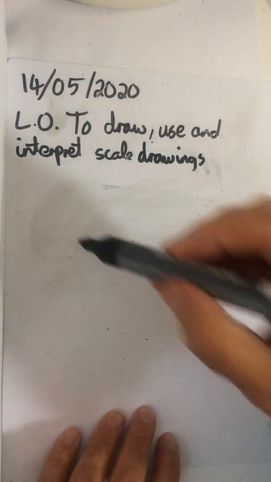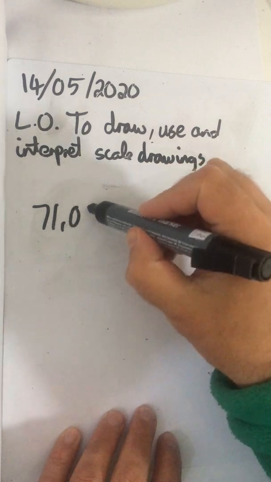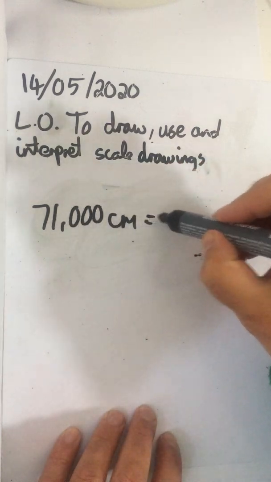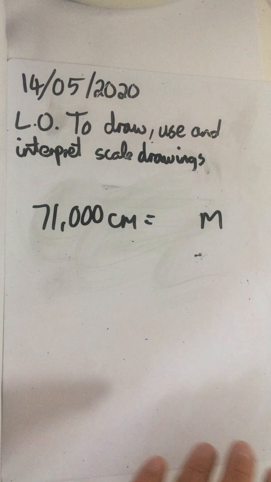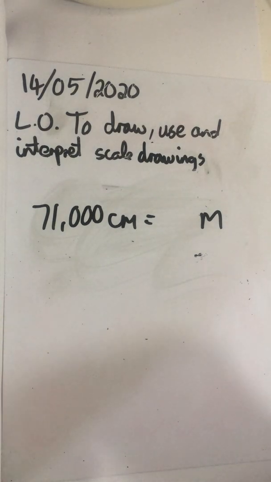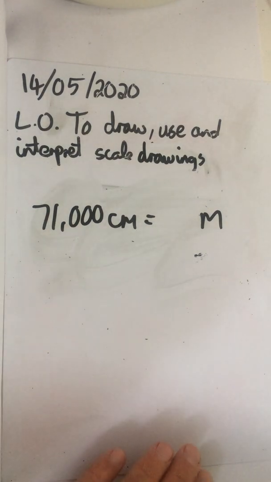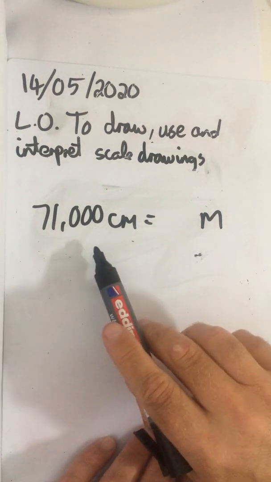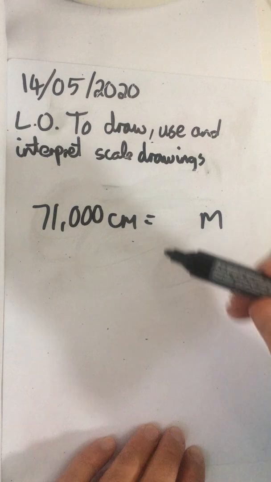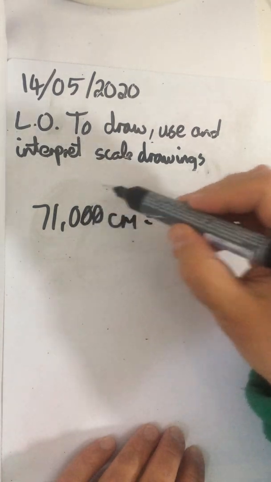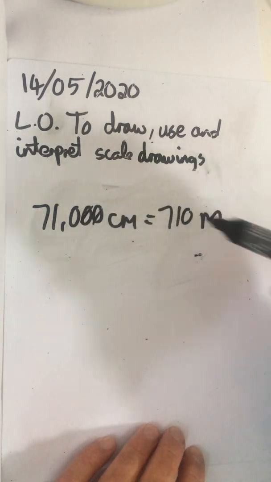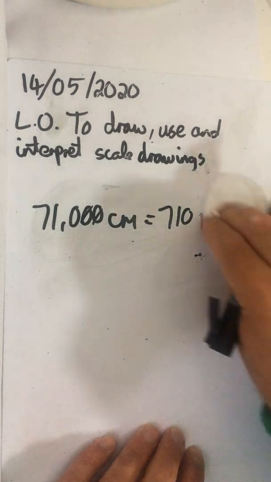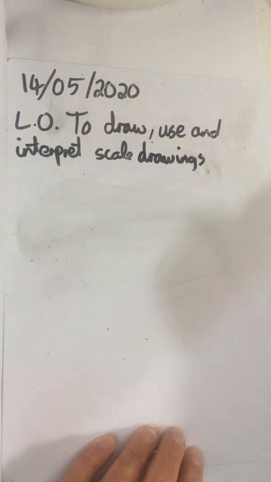Very quickly have a go at this one then, please. 71,000 centimetres equals how many metres? Okay, so remember, when we're turning centimetres to metres, because there are 100 centimetres in 1 metre, we're dividing by 100. Cross off the 2 zeros, so it would be 710 metres. Okay, have a go at this one then, please.